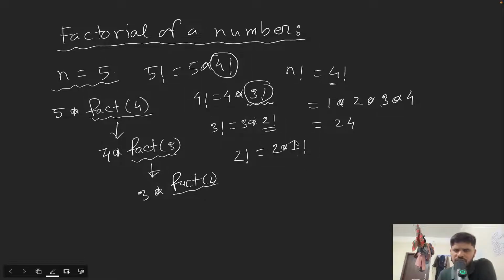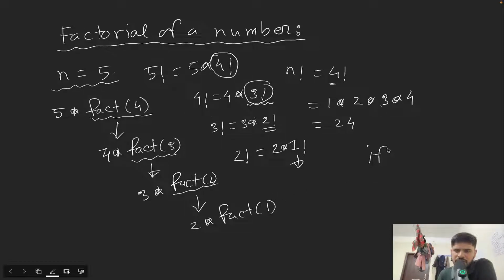We know for sure that the value of this factorial 1 is 1. Or we can go further if we want. In order to find out the value of this factorial 2, we have to find out the value of this factorial 1.